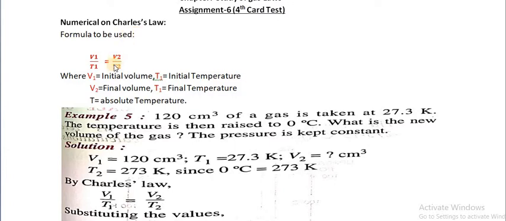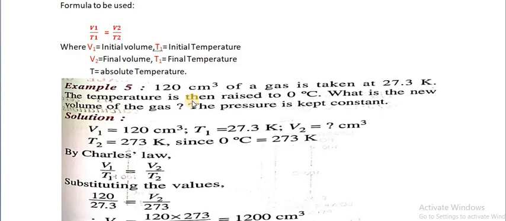So you are going to use this equation, V1 by T1 equals V2 by T2, where V1 is the initial volume and T1 is the initial temperature. V2 is the final volume and T2 is the final temperature. This capital T, that is T1 and T2, represents absolute temperature. Absolute temperature means the temperature in Kelvin scale.